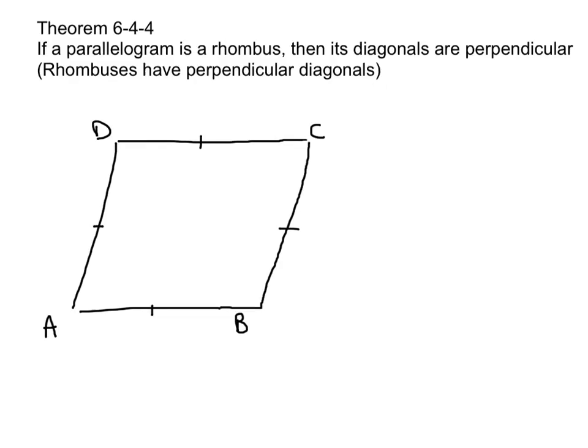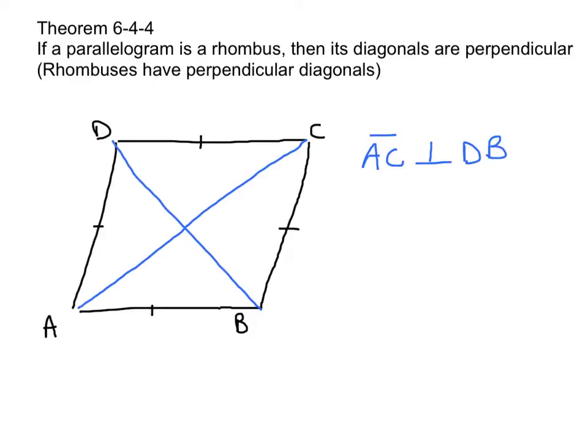Our next theorem, theorem 6-4-4, says if a parallelogram is a rhombus, then its diagonals are perpendicular. In other words, rhombuses have perpendicular diagonals. So what that means is if I drew our diagonals, if I drew AC and BD, these two diagonal lines, AC and DB, these two segments are perpendicular, meaning that we have right angles in here. Those lines form 90-degree angles due to it being a rhombus.